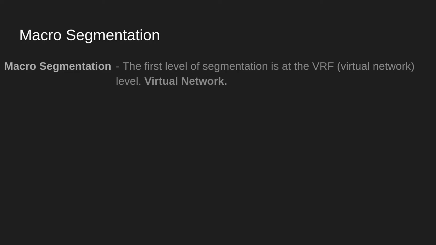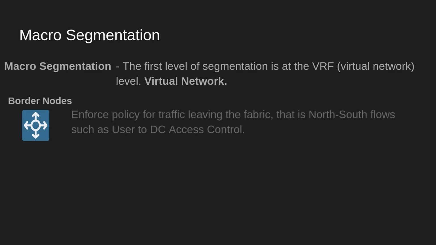So macro segmentation, what is macro segmentation in Cisco SD-Access? Well, this is the first level of segmentation, and this is done at the VRF or virtual network level. All right. And so how do we enforce this policy? We basically enforce this policy at the border nodes, right? They enforce policy for traffic leaving the fabric, that is north-south, so going outside of the network, such as user to DC access control.